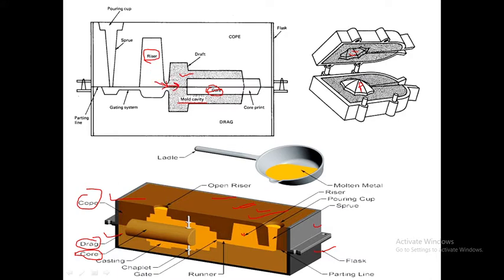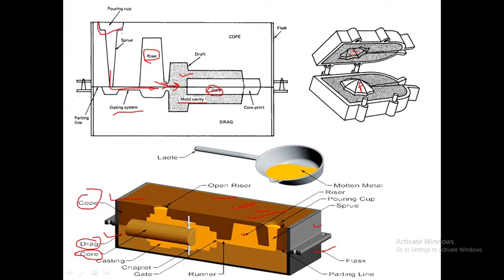Next, the gating system. The gating system is the network of connected channels that delivers the molten metal or molten material to the cavity. What it does is deliver the molten metal to the mold cavities. This is the gating system. Now next is the pouring cup.